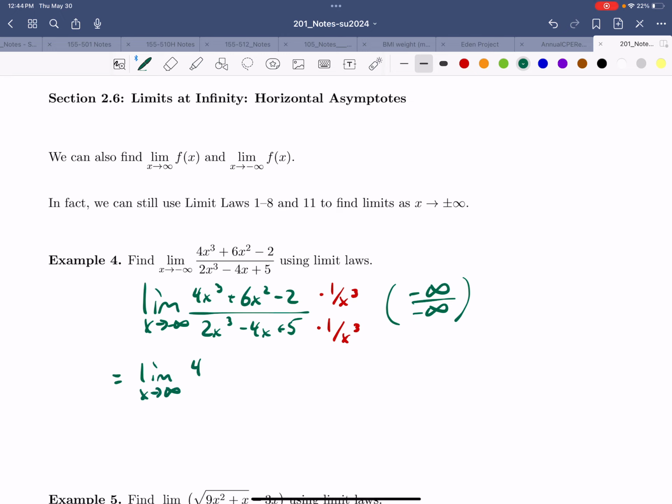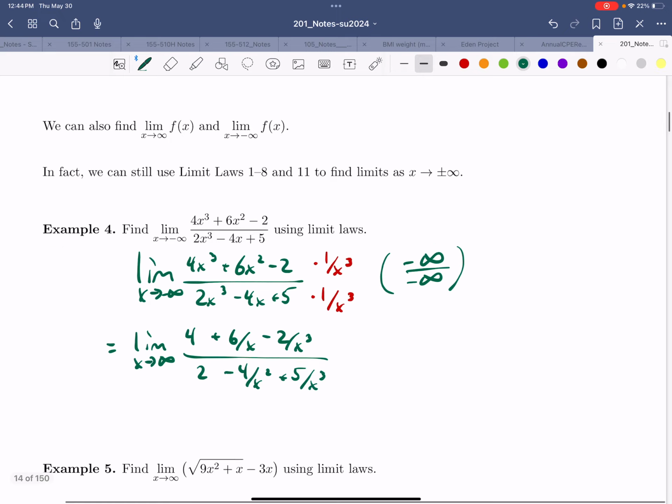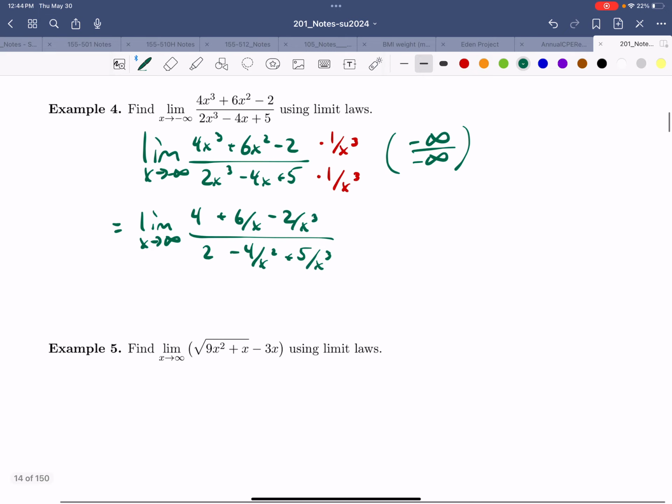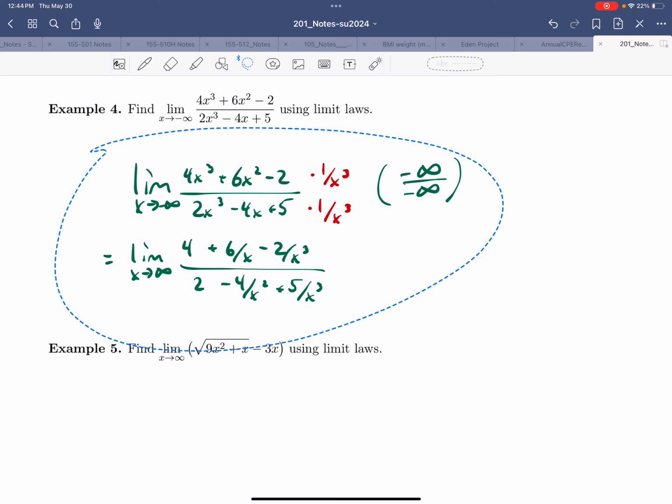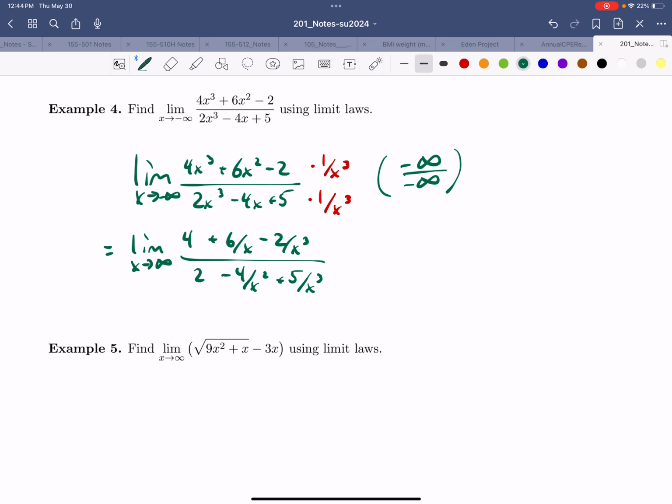So when you do that, look what happens. 4x cubed becomes 4. 6x squared becomes 6 over x, and negative 2 becomes negative 2 over x cubed. And in the denominator, we have something similar. Now, I don't like repeated fractions any more than the next guy, but they do help us out in this case, because we now have limits in the numerator and denominator that exist.